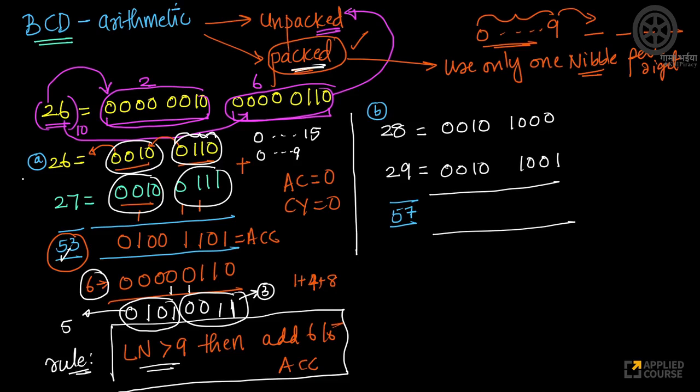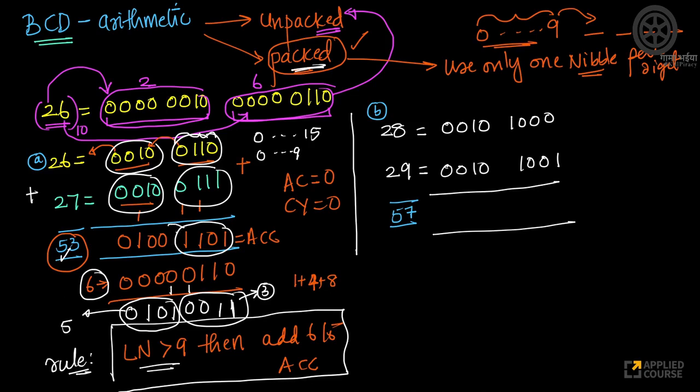The rule is simple. If you want to add two unsigned numbers in this case, you add both of them. When you add both of them, if your lower nibble is greater than 9, then add 6 to this accumulator. Now when I add 6, what happens? This is very important, right? First I got this as a solution, then I'm adding 6. When I'm performing the addition of 6, what happens? There is a carry from the lower nibble to the upper nibble.